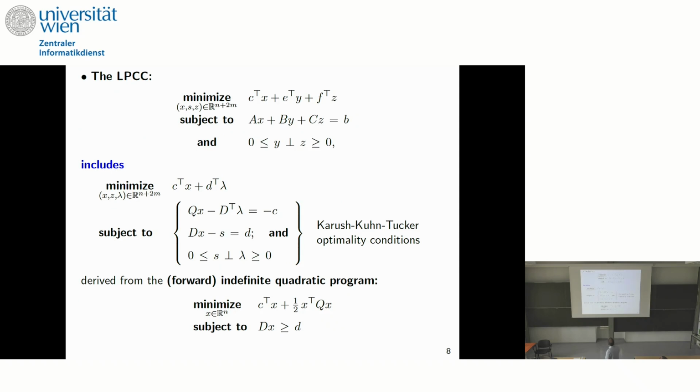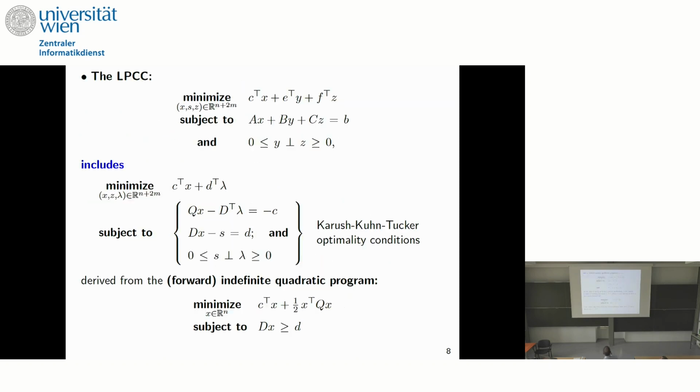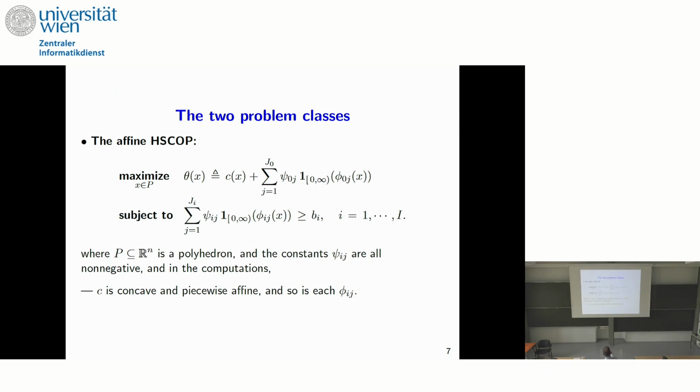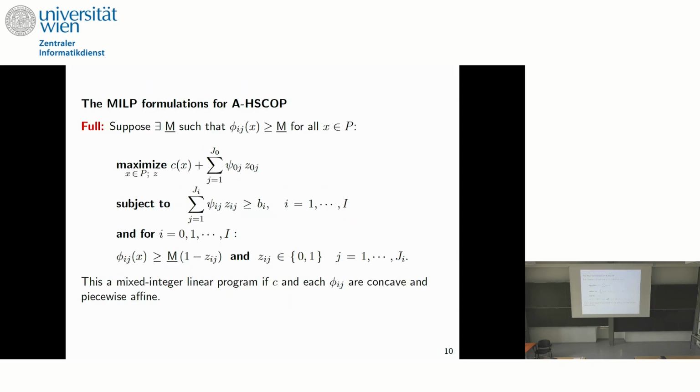So I have two classes of problems. This is for the affine problem. Okay, so let's go back. This is the one here. I can use a variable to substitute for this, and I call that z. That's a binary variable over here, okay?